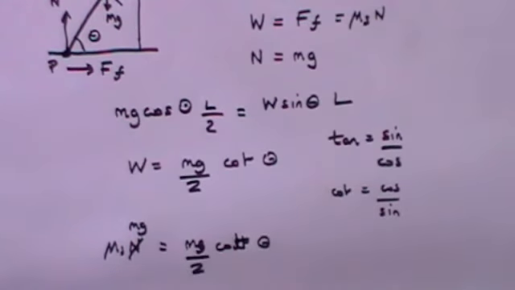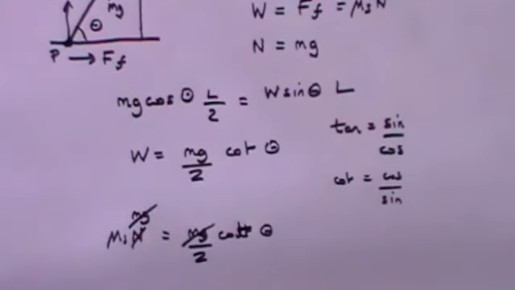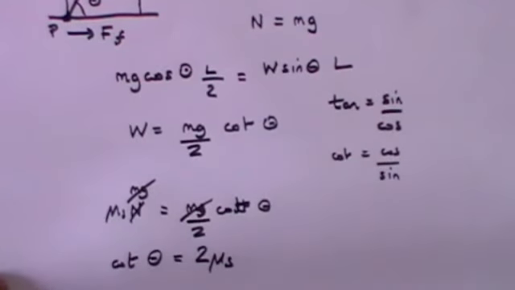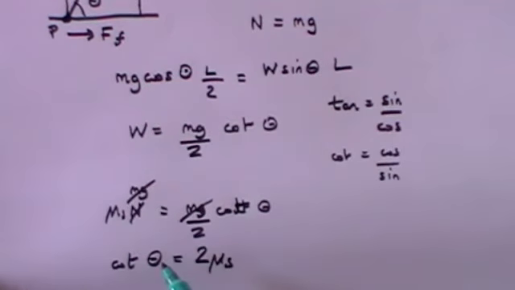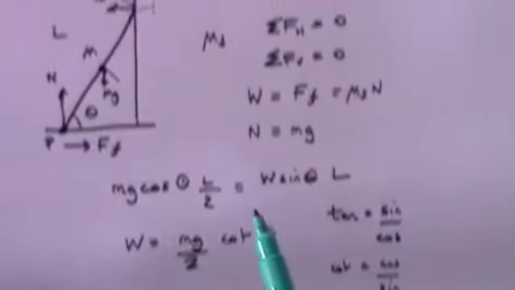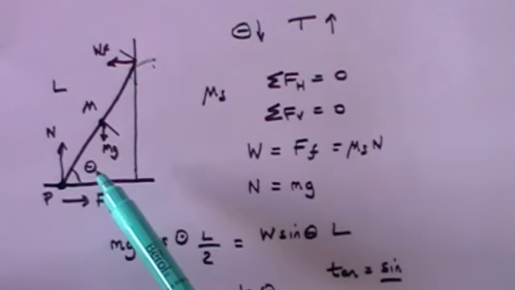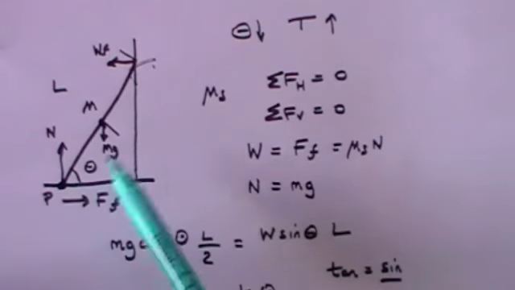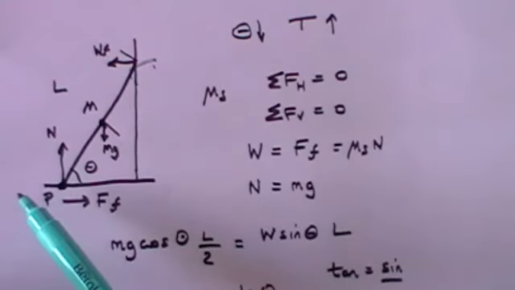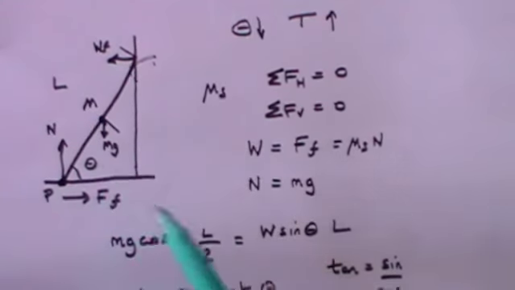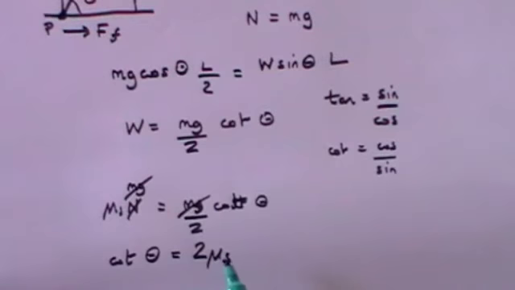And now you'll see that the mg's themselves cancel out on both sides, and what you get is that the cotangent of theta is equal to twice the coefficient of friction. What that means is if that angle is smaller than twice the coefficient of friction, the ladder will slip. But provided that angle is greater than twice the coefficient of friction, it's stable.